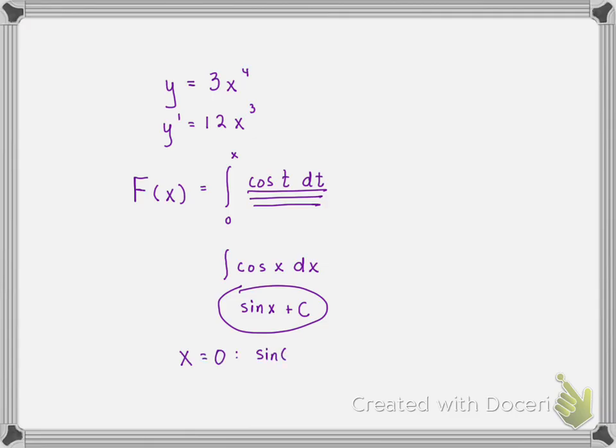The sine of 0 is 0. At x equals pi over 6, the sine of pi over 6 is 1/2. Okay, so again, when we use the second fundamental theorem of calculus, we are finding a general area formula that will give us the area under that particular given curve at any value of x.